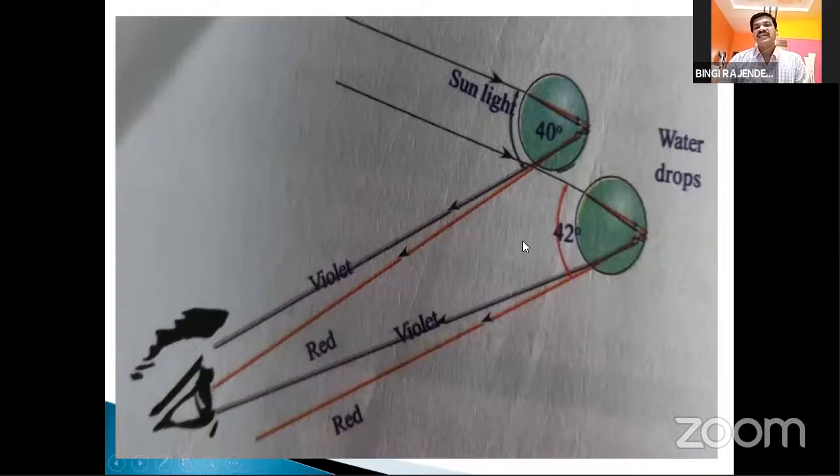The red color has less deviation, and with total internal reflection, it is reflected and reaches the eye at an angle of 40 degrees. Whereas at 42 degrees, the violet color also appears. Violet color we can see at any angle, but red color appears only at a refraction angle of 40 to 42 degrees.